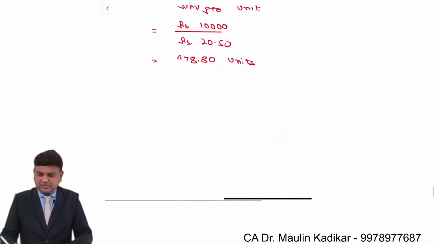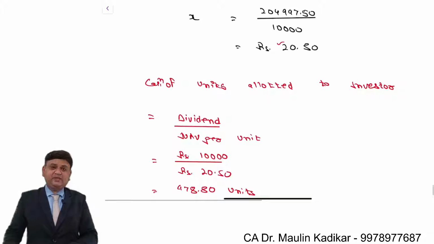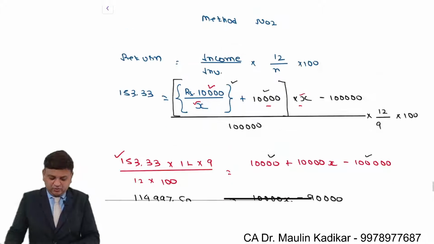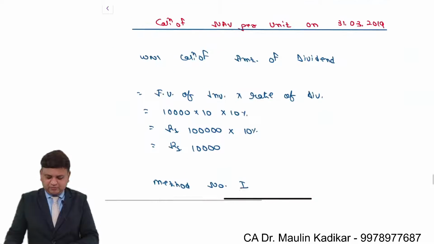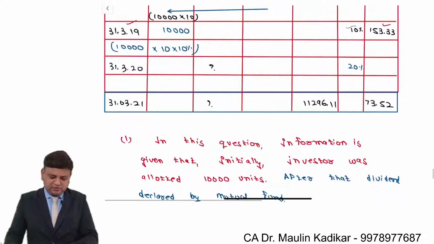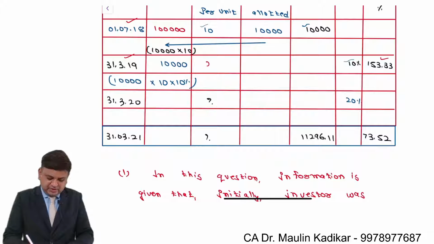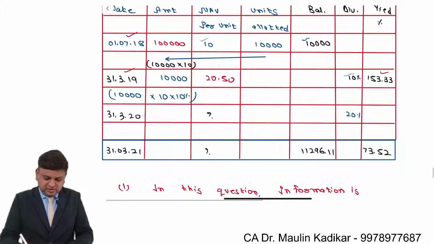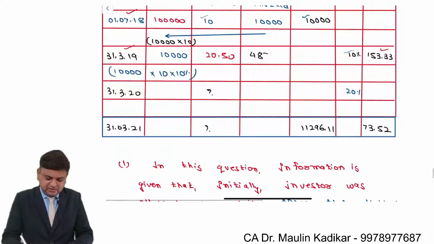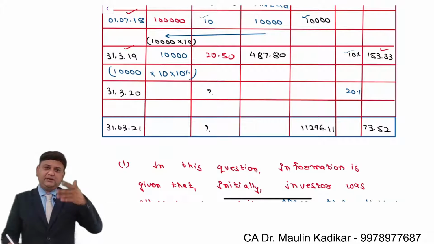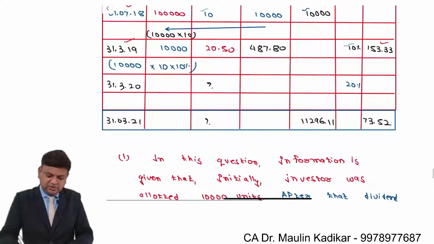Friends, practically the units are allotted up to 5 decimals. However, we do not have to go up to 5 decimals. We can do the answer up to 2 decimals. That is absolutely acceptable from the examination point of view. So this is 20 rupees 50 paise. This is units allotted, 487.80. Simultaneously update this table also, because in your revision this will help you to understand the entire answer. 487.80, this is what we understand.